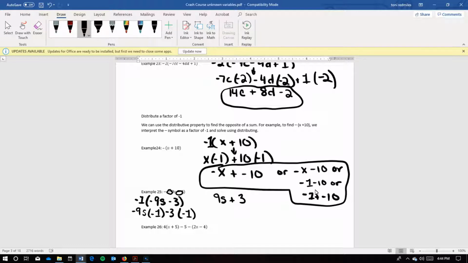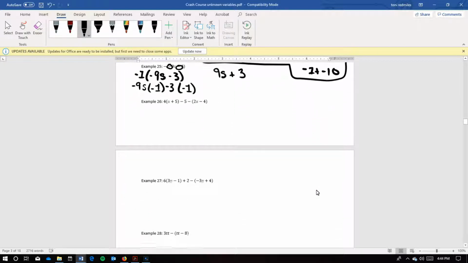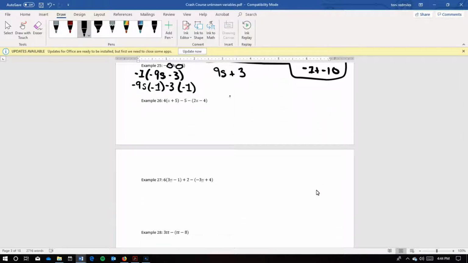So that's another way I could look at it. I could just say, I know it's going to change the signs. Let's kind of do that way in this one, right? So I have 4.